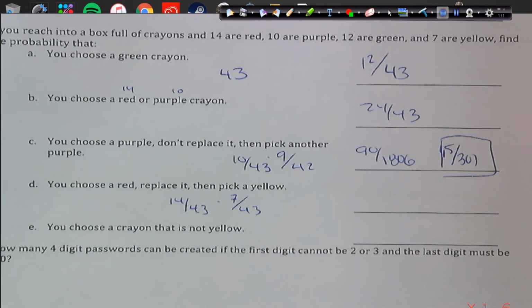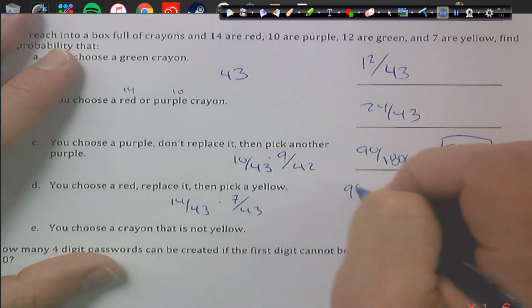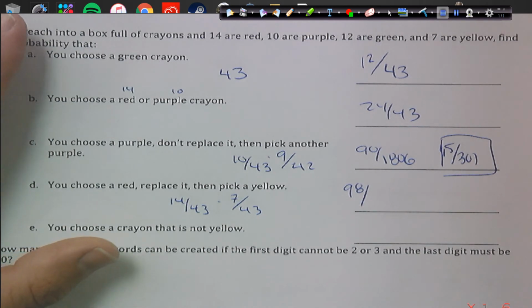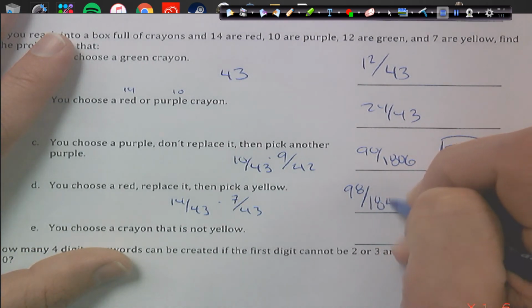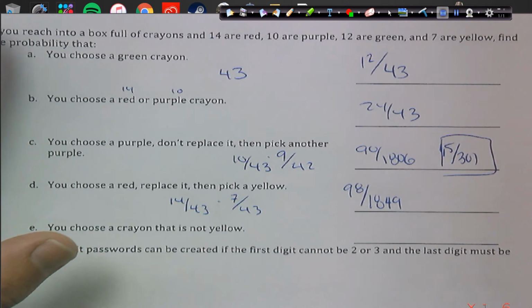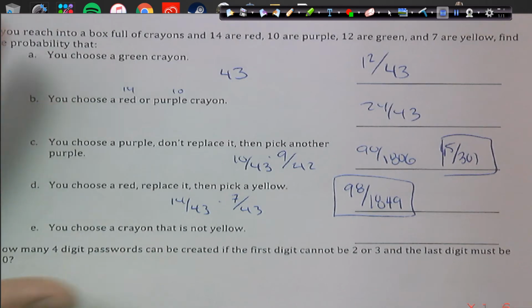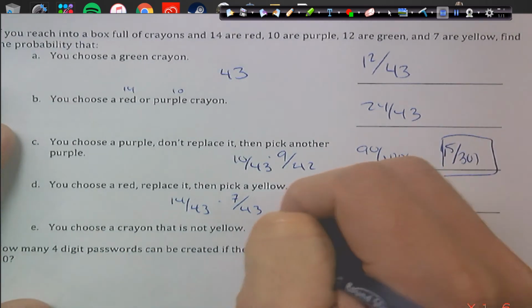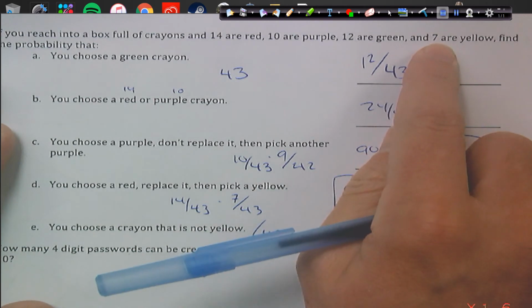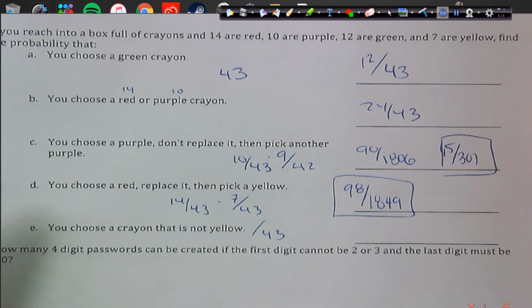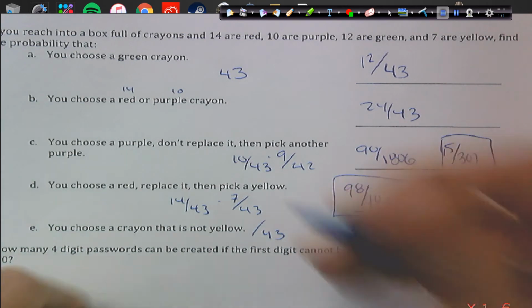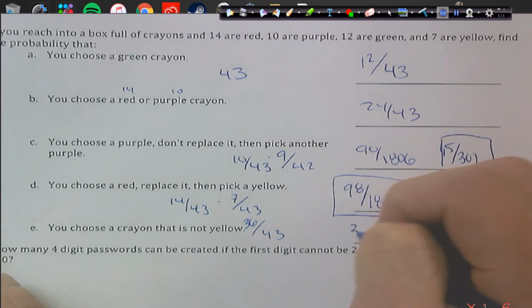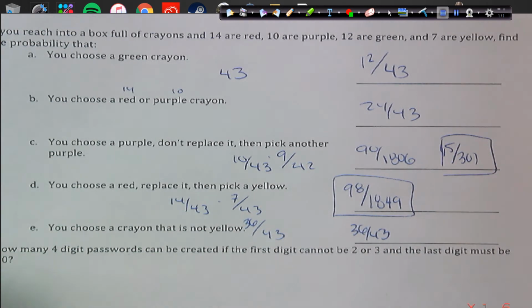Okay. So 14 times 7, we get 98 over 43 times 43, 1849. And let's see, does that reduce? No, it doesn't. You choose a crayon that is not yellow. So basically we're only choosing 1 crayon, and it's not yellow, so we're going to do everything but that. So I'm going to take 7 away from 43 and we get 36. So 36 over 43. And that seems like it would be reducible, but it is not.